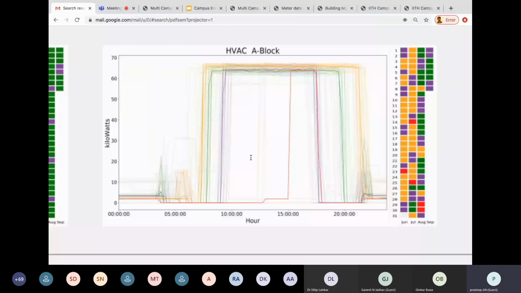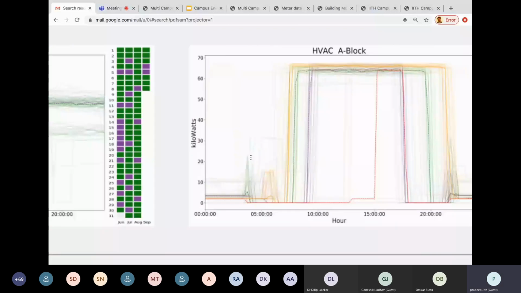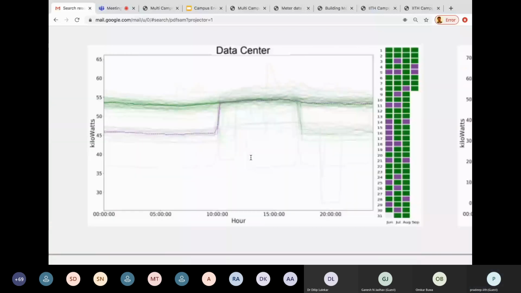Similarly, I'll give one more example. This is the example of the data center. Again, you notice that constant power is there for 24 hours. All the time the load is between 50 to 55 kilowatt hours. But on certain days, 10 kilowatt is reduced, and then again 10 kilowatt is increased. This may be because whenever the load is less, they are able to do some saving.